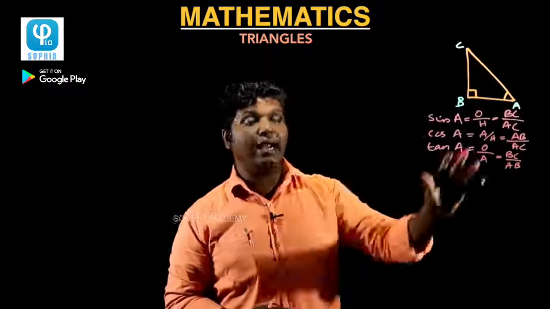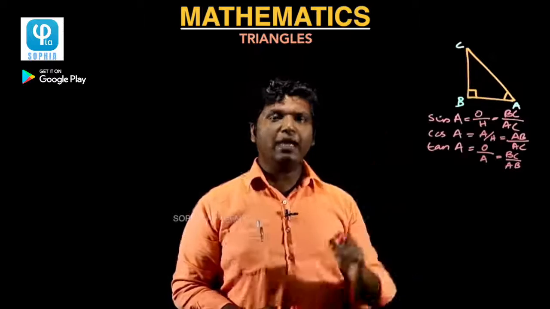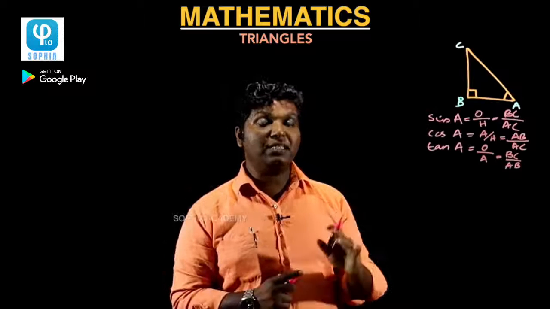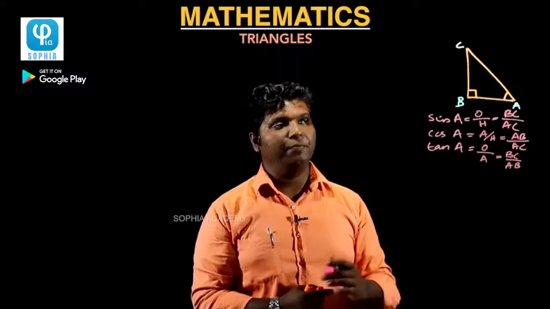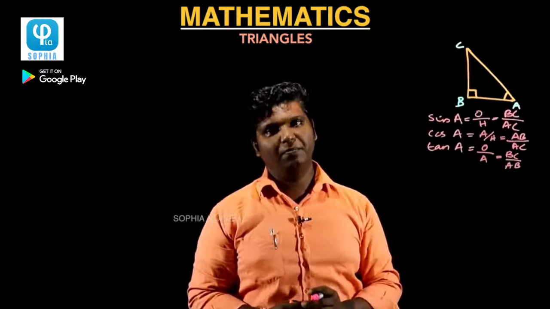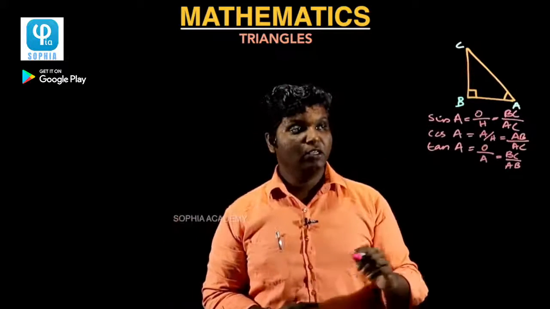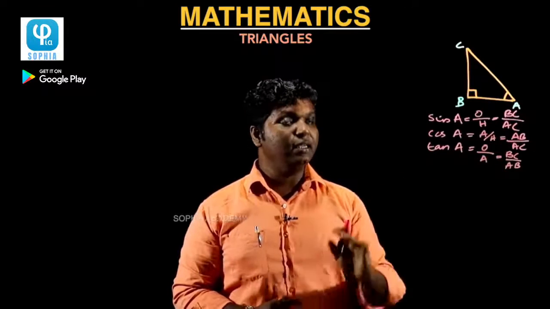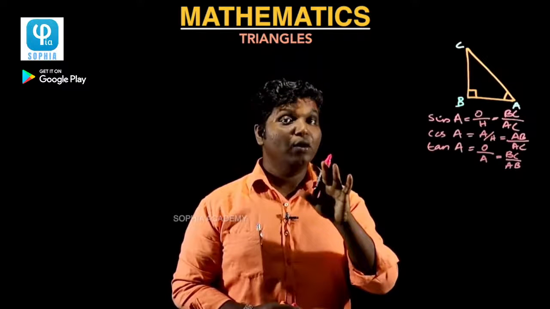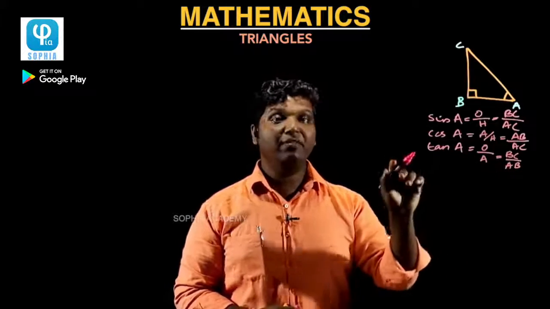If you know these three ratios, that's the initial thing which you have to learn. So if you know sine A, then what about cosec A? Cosec A is the reciprocal of sine A, meaning 1 by sine A is cosec A. So if sine A is BC by AC, then cosec A will be AC divided by BC. Now tell me, what will be sec A? Sec is the reciprocal of cos. So cos A is AB by AC, then sec A will be AC by AB. Is that clear? Now what about cot A? It will be the reciprocal of tan A, right? Tan A is BC by AB, so cot A will be AB divided by BC.